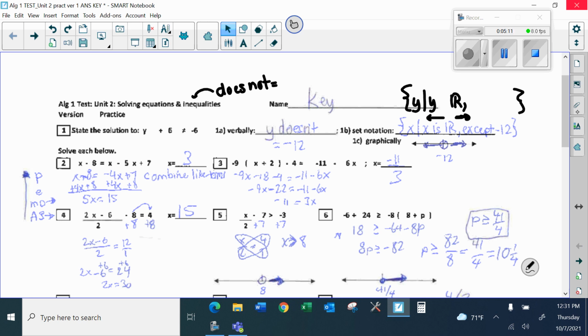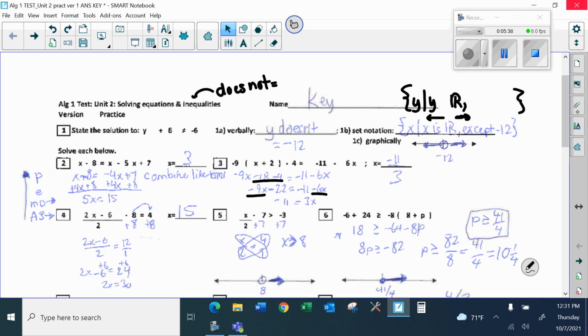Okay, we get negative 9x minus 18, and then you have minus 4 equals negative 11 minus 6x. Combine like terms right here. There's only these terms to combine on the left side and nothing on the right. Negative 9x minus 22 equals negative 11 minus 6x. Again, I ask myself, variables, which one is smaller, negative 9 or negative 6? Negative 9 is to the left of negative 6 on the number line. Anything to the left is smaller.